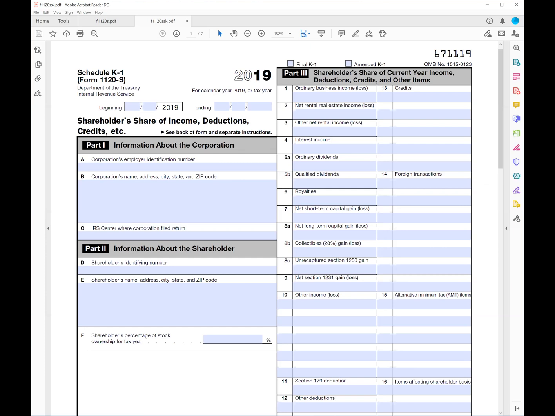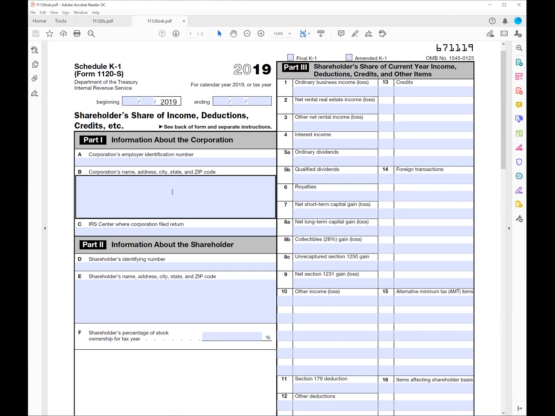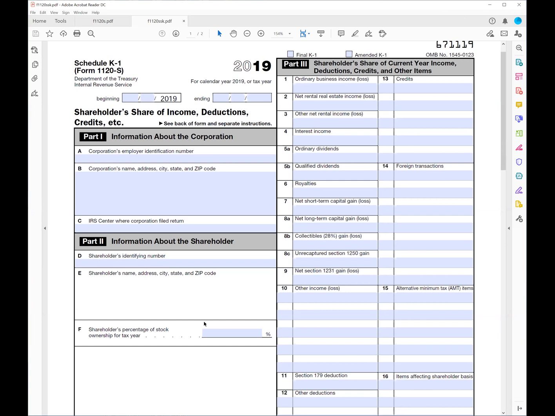The K1 forms are basically about whoever owns the business. Think of it like a W-2 for somebody who owns the business. Up top, it's going to include the entity that filed the K1. And then down below, it's going to show who is the owner of the entity. In some cases, that could be an individual. In some cases, it could be another entity.